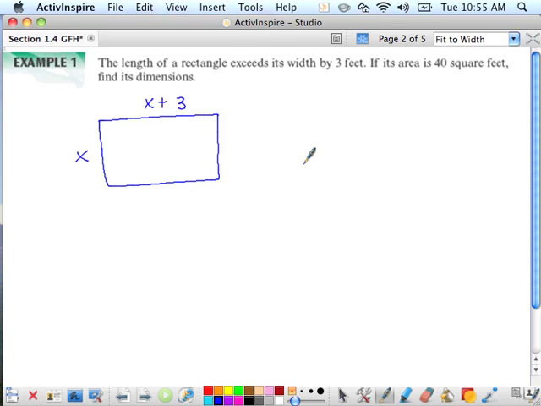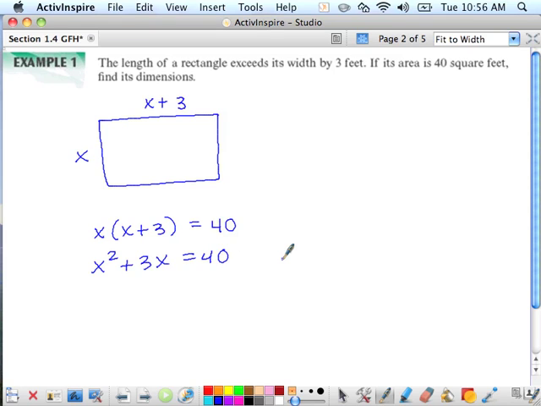How do we find the area of a rectangle? Length times width. So we know that the area, or the length times the width, must equal 40. Then if I distribute the x, I get x squared plus 3x equals 40. And we have a quadratic equation to solve.